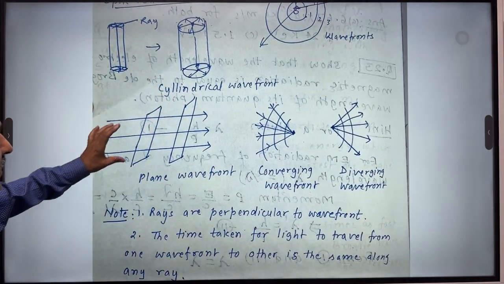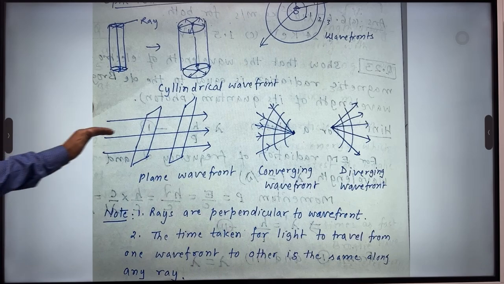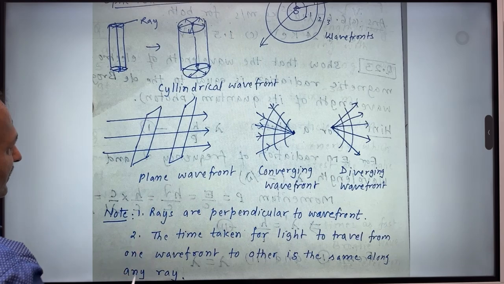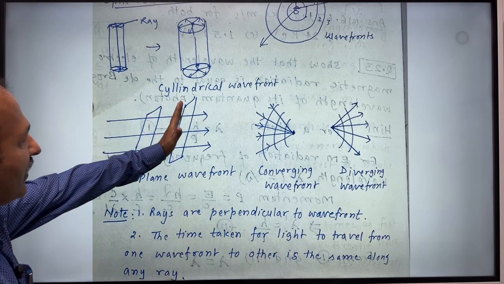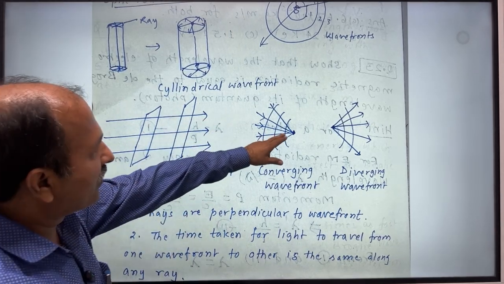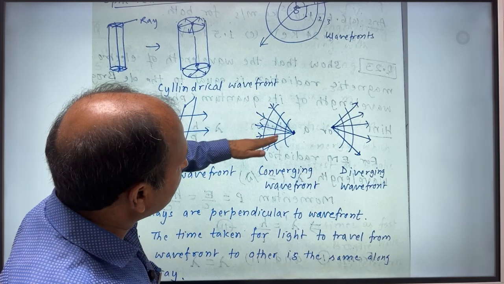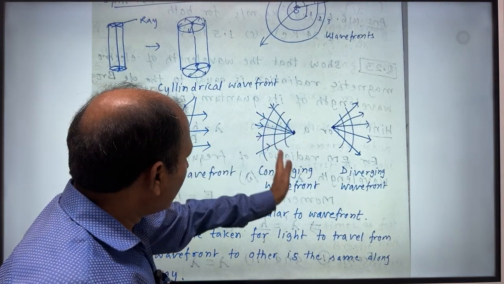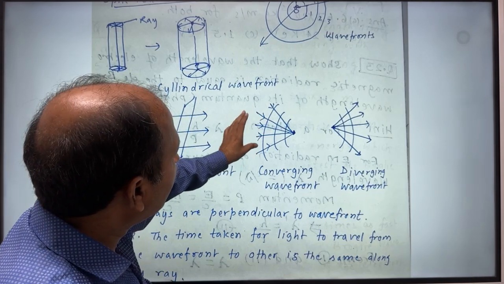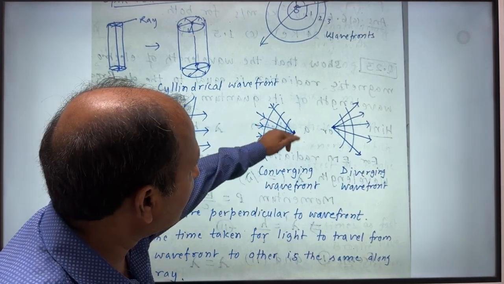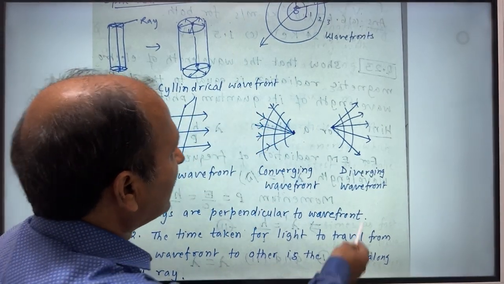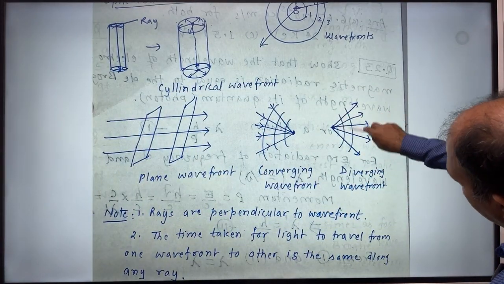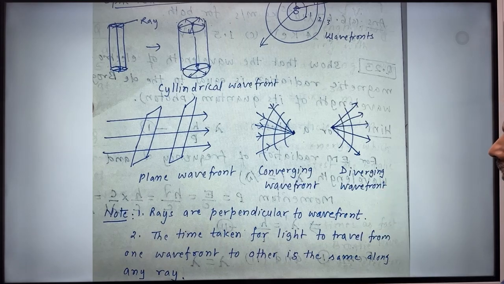Now if the source is very far away, in that case rays will be parallel, then we will get wavefronts like this. So here these are parallel wavefronts. Here if you observe, all rays are going to meet at one point. So you can say that these are the wavefronts and this is converging type, since they are meeting at one point. And here this is just opposite. The rays are going like this, so these are the wavefronts. This will be diverging type.